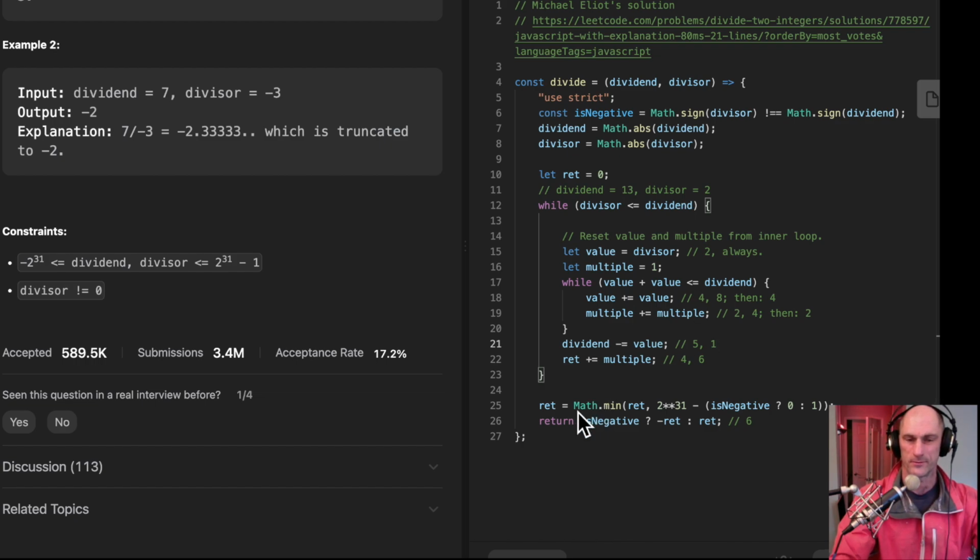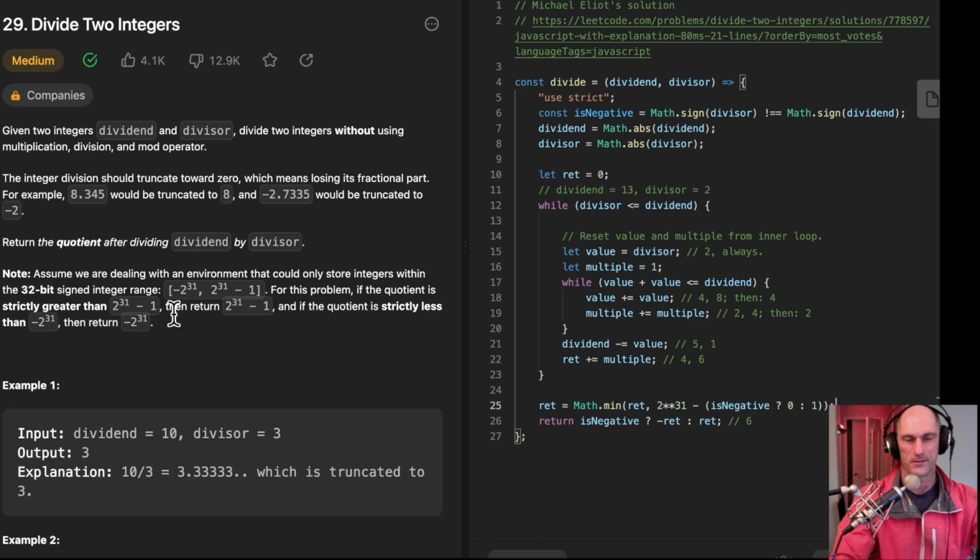So now we have the ret, and we're going to clamp this finally to a 32-bit signed integer. We have to consider that we're dealing with a negative number. So when we're dealing with a negative number, the lowest possible number it could be is negative 2 to the power of 31. But if it's a positive number, it's 2 to the power of 31 minus 1.